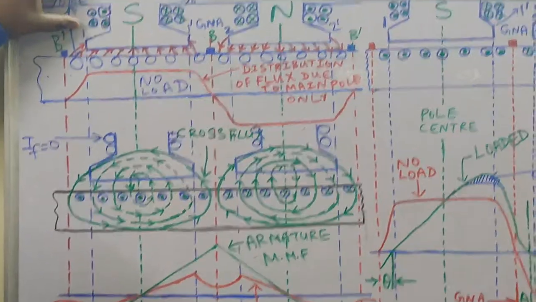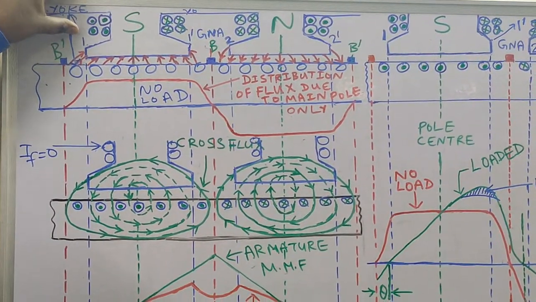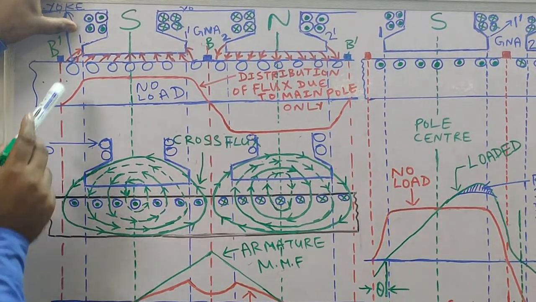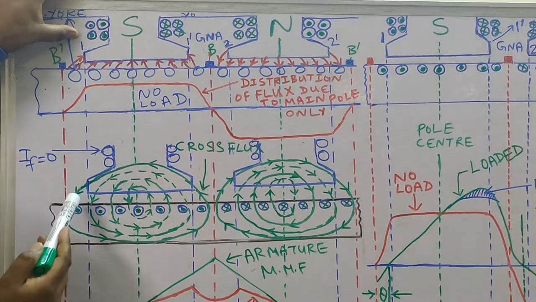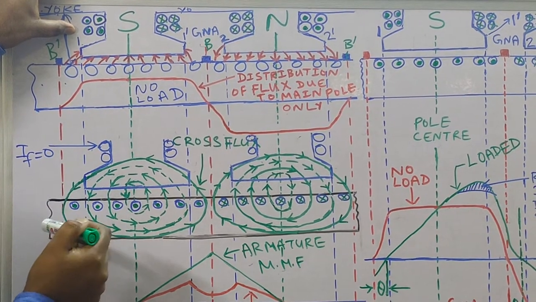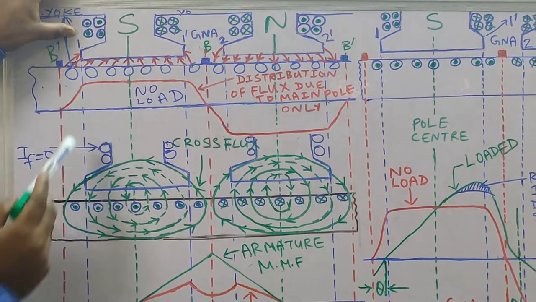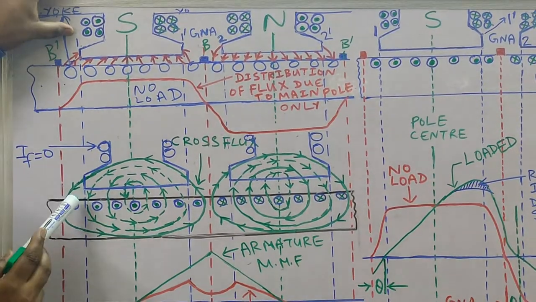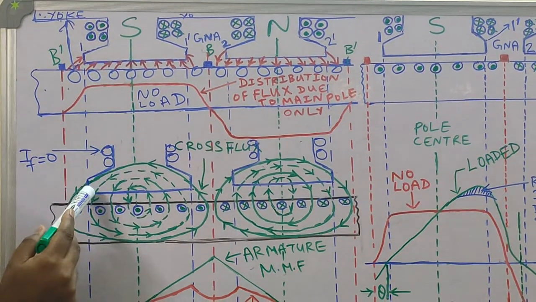Pole tip 1 of south pole. But pole tip 1 of south pole can also be named as the leading pole tip. So what do you see? Field flux is entering into the pole face. What about the armature flux? It is away from the pole face. So at pole tip 1 of south pole, you will find that field flux and armature flux are in opposite directions. So they will cancel at this pole tip.